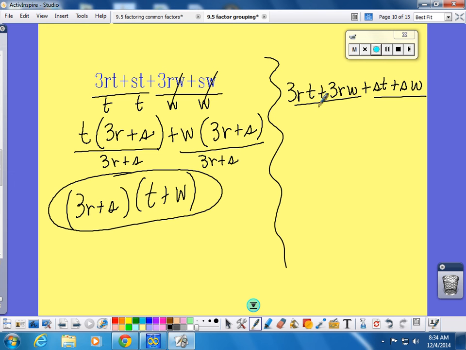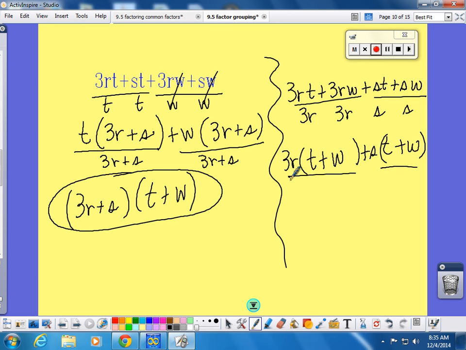Okay. What did you factor out of here? A 3. Did you get an R too? 3R, yes. What about over here? S. Positive S. When these cancel, I'll get a T. When these cancel, I have a plus W. When these S's cancel, I'll get a T. When those do, I'll get a W. Guess what? They're the same.